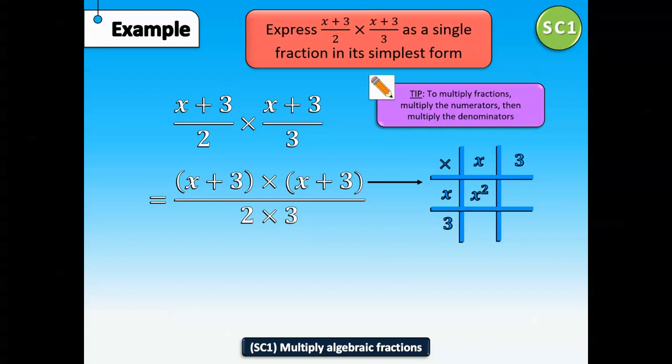x times x is x squared. x times 3 is 3x. 3 times x is 3x. And 3 times 3 is 9. When we simplify it, that's (x squared plus 6x plus 9) over 6, 2 times 3.